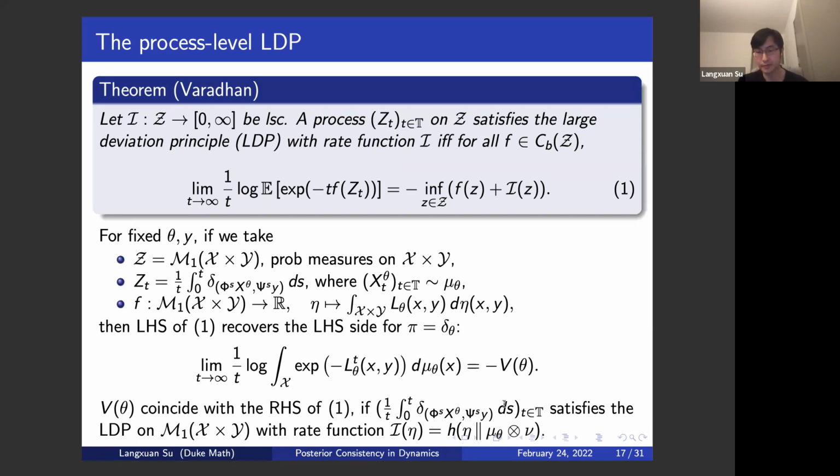Okay, so just to repeat, the important point here is if we can prove that this empirical process satisfies the large deviation principle with rate function given by the divergence term, then the lemma, which implies this equation, gives us the asymptotic characterization we want here for a single parameter. So this is the first step toward the asymptotic characterization in the case of a fixed parameter.